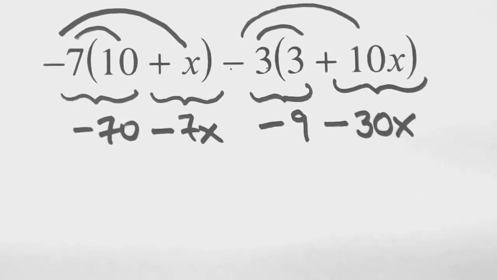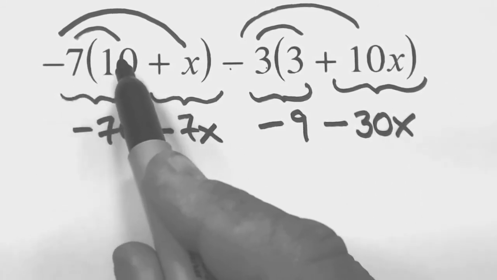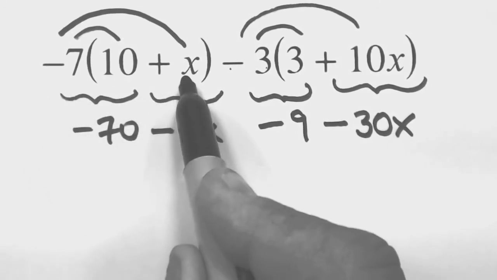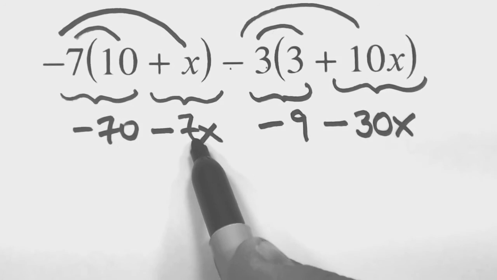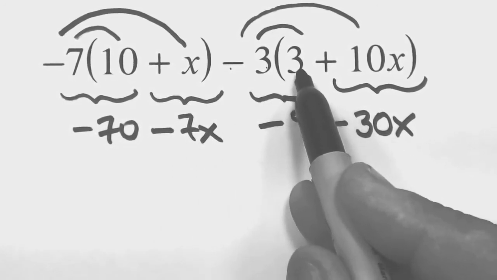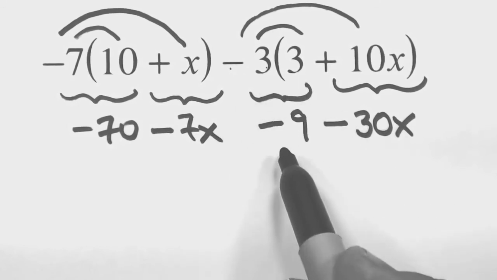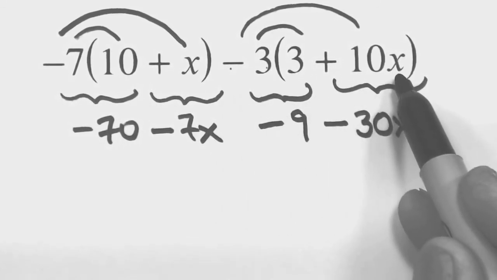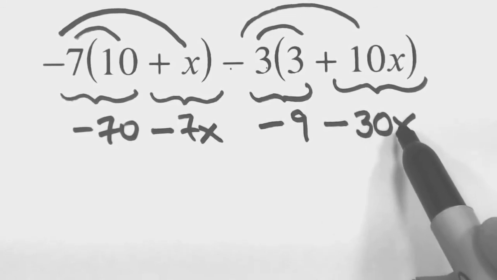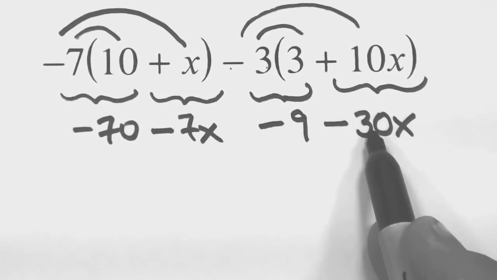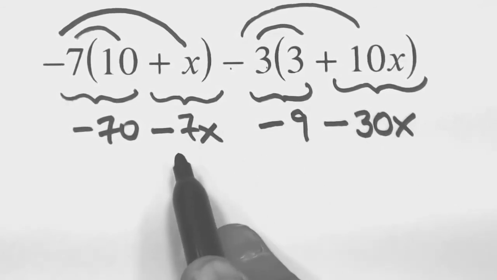Now let's look at these again quickly. Negative 7 times 10 is negative 70. Negative 7 times plus x is negative 7x. Negative 3 times positive 3, this is really a plus 3 inside, gives me negative 9. And negative 3 times plus 10x gives me negative 30x. Okay, well now we've got all the terms with their correct number and sign in front.